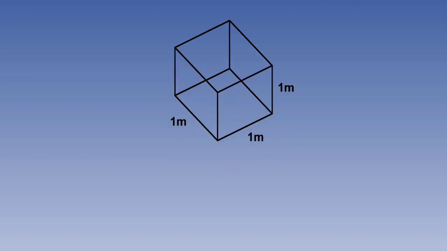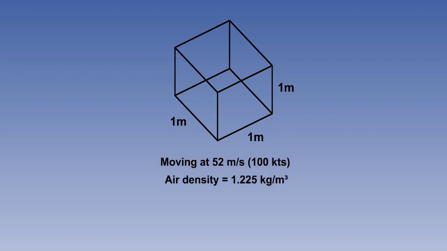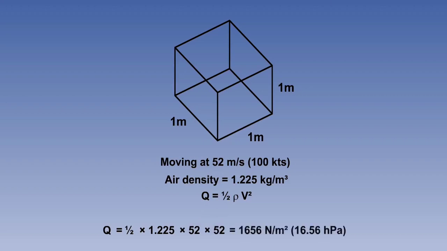Let us consider an airflow of 100 knots, which is 52 metres per second, at EASA density of 1.225 kilos per cubic metre. Dynamic pressure is half rho v squared. That is 0.5 times 1.225 times 52 times 52, which equals 1,656 newtons per square metre, or 16.56 hectopascals.